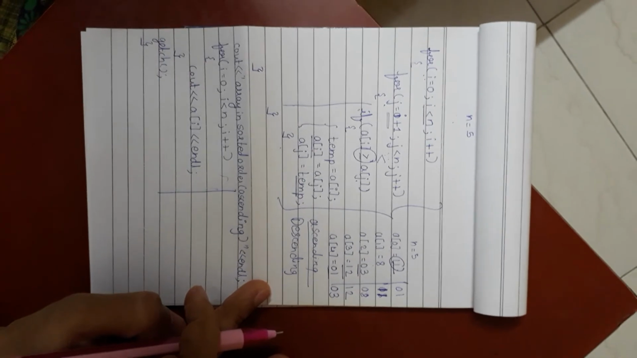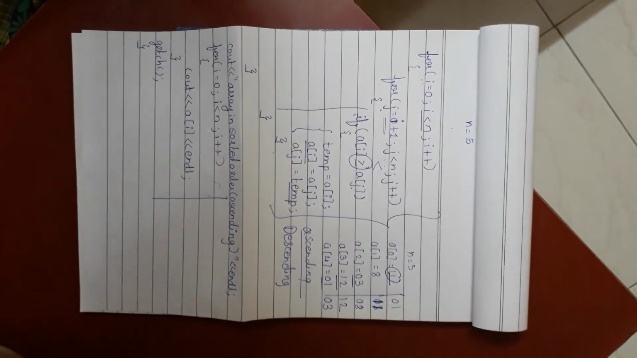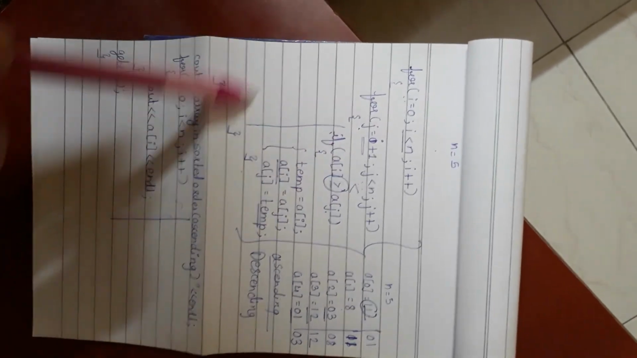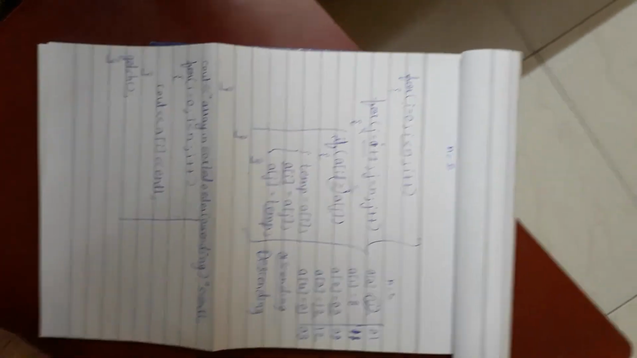Because of this particular code, the final output array, that is the sorted array in ascending order, will get displayed. So this is the program for sorting, and here we have made use of the bubble sorting method. This logic which we have written is called bubble sorting. So I hope it is clear to you.